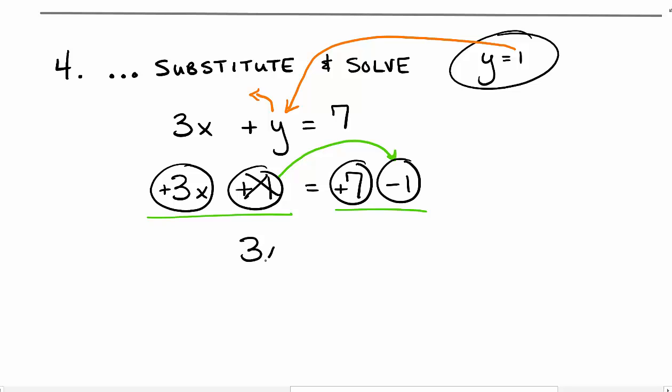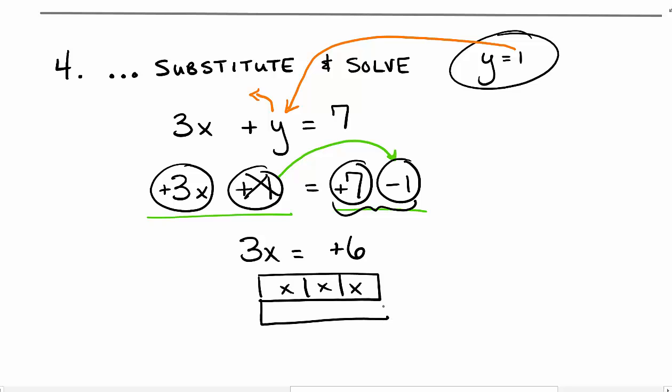So I've got 3 x's, and when I combine like terms here, I've got more positives than negatives. So I've got 6 more positives than I do negatives. I'm now going to go ahead and model this. I've got 3 x's, and those 3 x's are equal to the number 6. And if I split the number 6 up evenly amongst the x's, I'm going to be left with 2. So I get x equals 2. Substituting and solving is the last piece that you need to know.